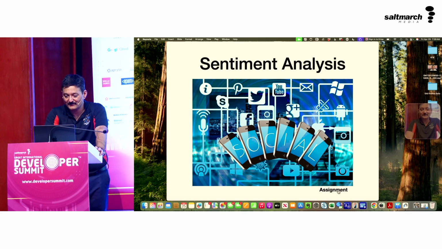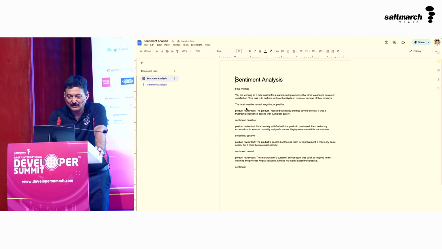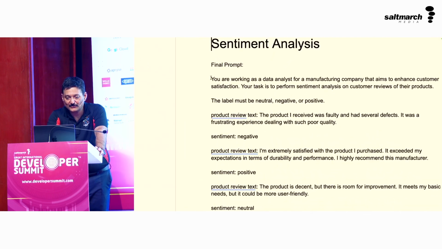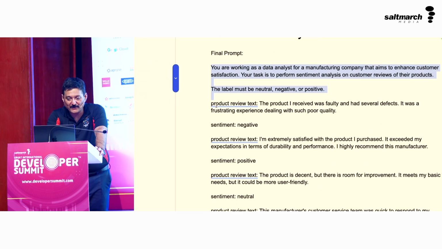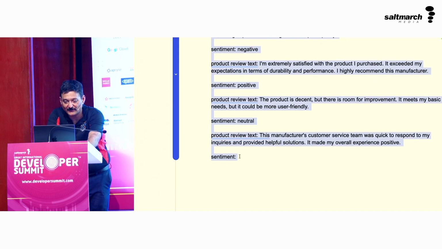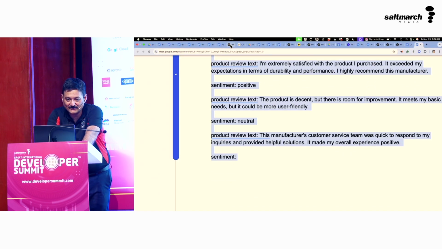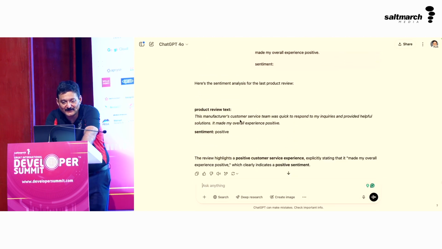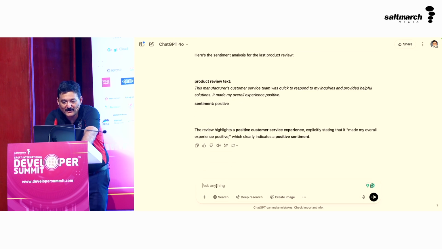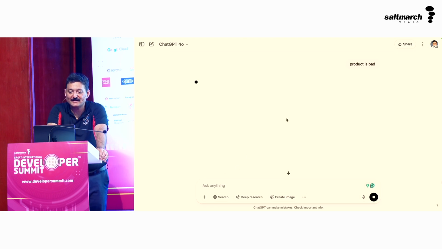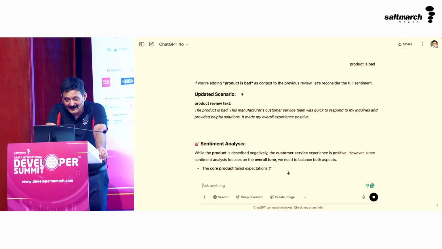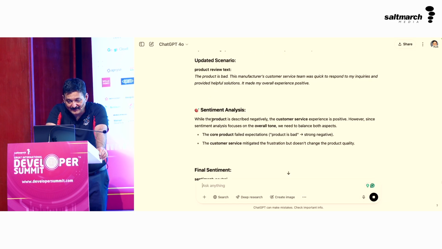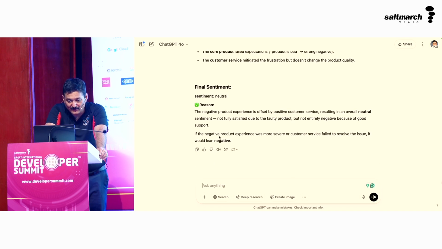Sentiment analysis. What is sentiment analysis? You look into a prompt, find out if it's negative or positive, and give the sentiment for it. So basically you're training it to get the sentiment for the user input that is coming to you. One user input is, "Product is bad." Based on this, it's going to analyze, and then it's going to say that the sentiment is neutral or negative or bad.